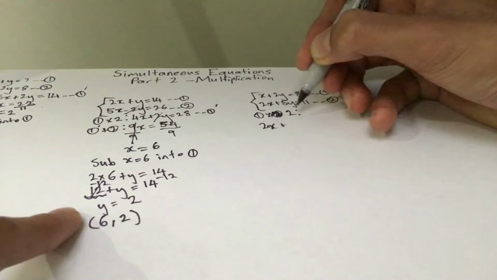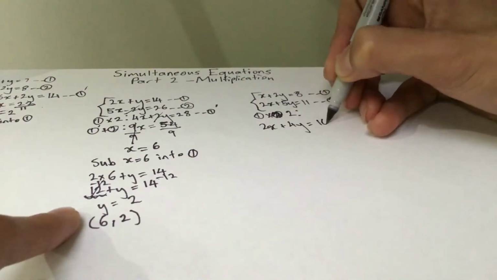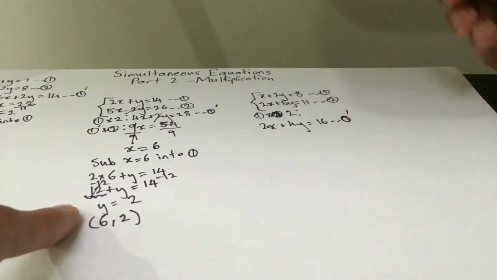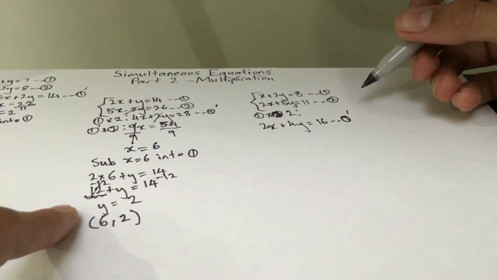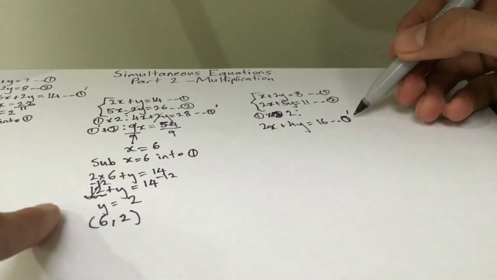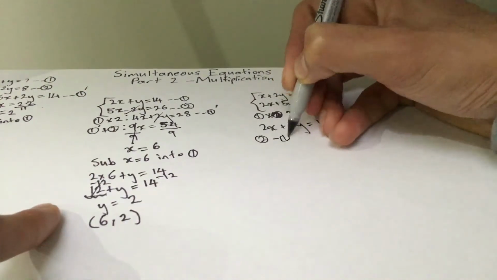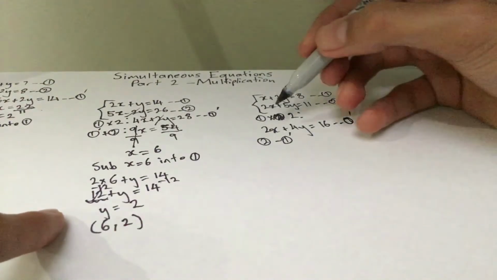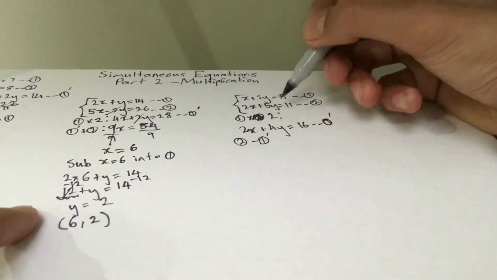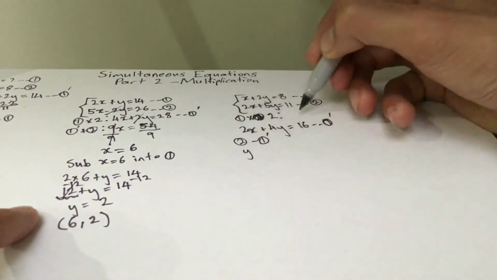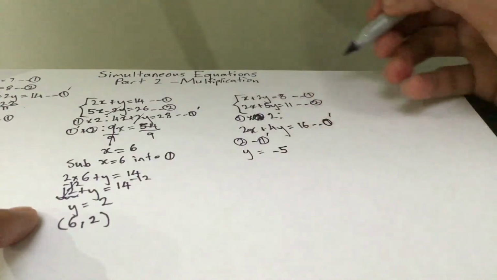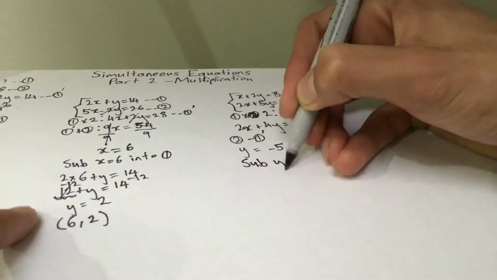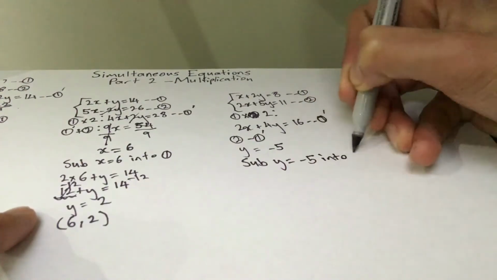So 2x plus 4y equals 16. Now we're going to name this equation 1 with a dash. The next step is equation 2 minus 1 with the dash. 2x minus 2x cancels out, so that's gone. We're left with 5y minus 4y, which is y, and 11 minus 16 is minus 5. Now we have to substitute y equals minus 5 into equation 1.